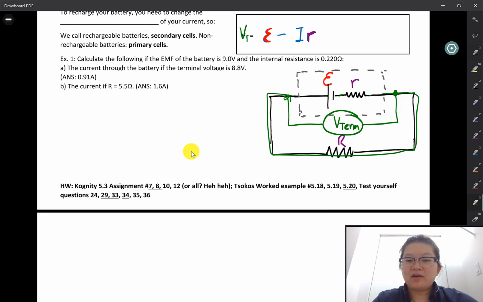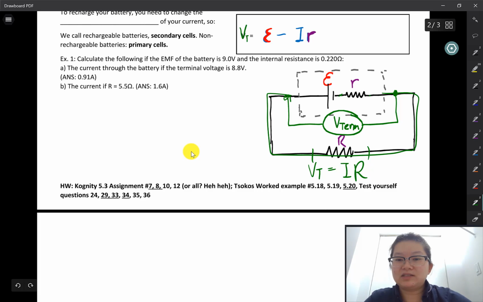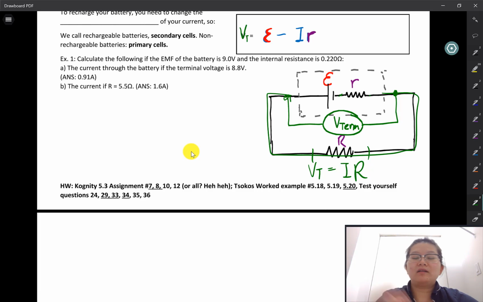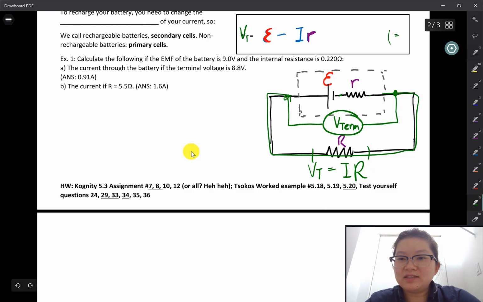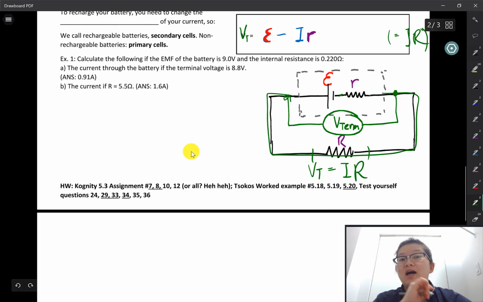If you also think about it, this terminal voltage is going to be the potential drop across the external resistor that we have over here, which is the current in this loop times R. So you can think of it as equal to the current going around the circuit times whatever resistance or resistors are outside of that cell.